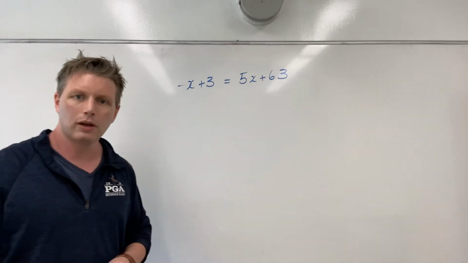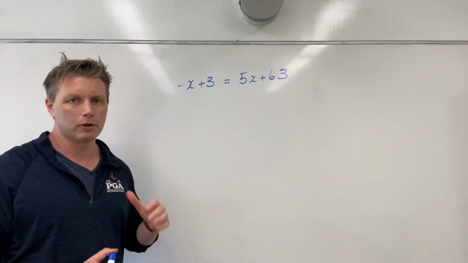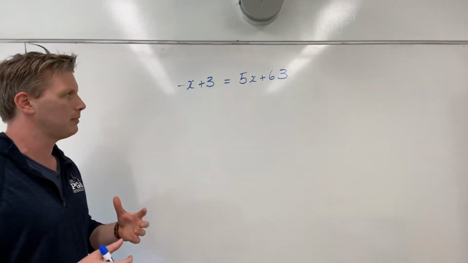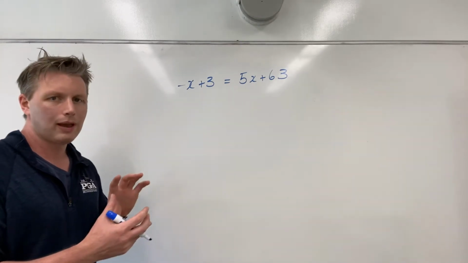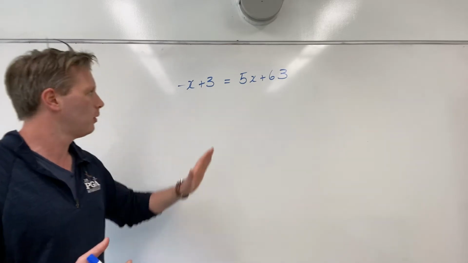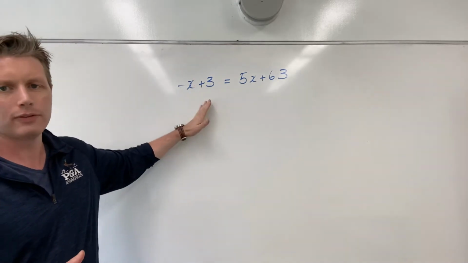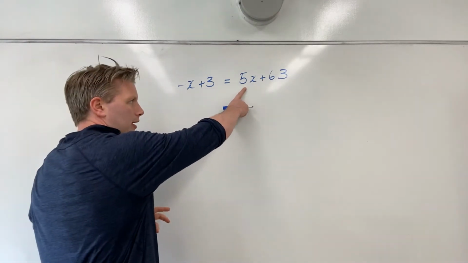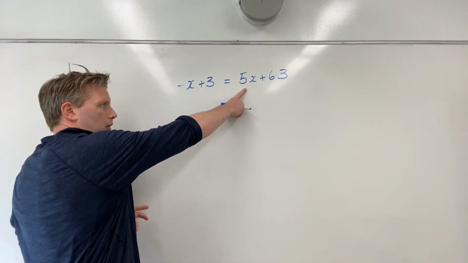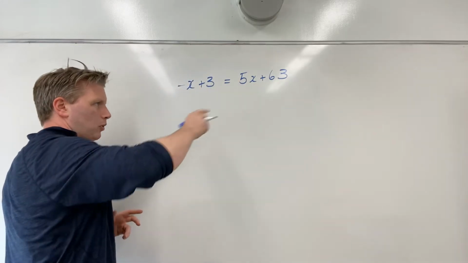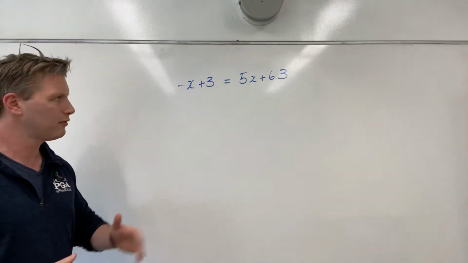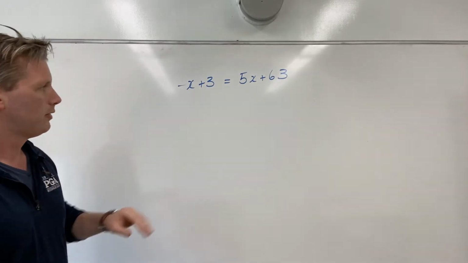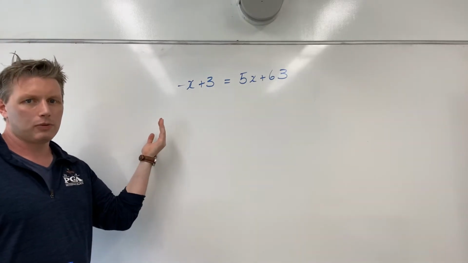What I'm going to do is very similar to what we've done before. I'm going to bring all my x's to one side. I want to isolate that x. So in order to isolate my x, I'm going to bring my x's to one side of the equation. Let's just bring it to the left-hand side. I have a 5x on the right-hand side. And so in order to bring that over, I'm going to subtract 5x from both sides of this equation. That will bring my x's to the left-hand side of the equation.